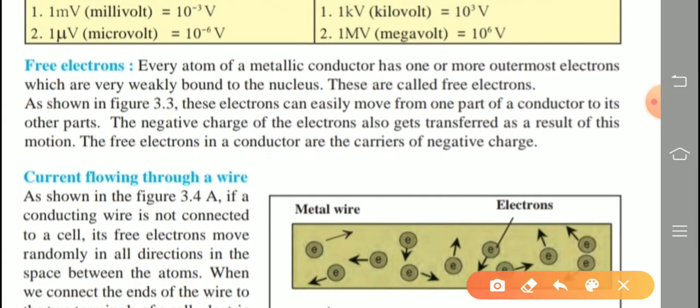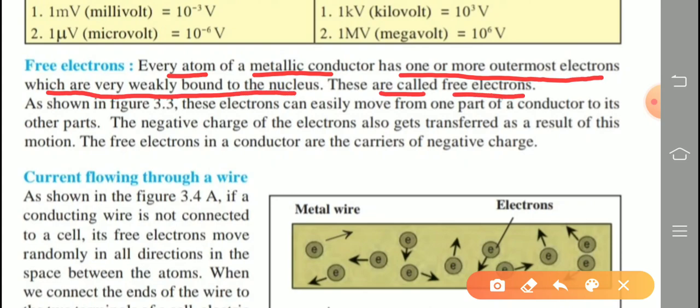All of you know that every atom of a metallic conductor has one or more outermost electrons which are very weakly bound to the nucleus, and those electrons are called what? Free electrons. So define free electron. What is meant by free electrons? So that is the answer.